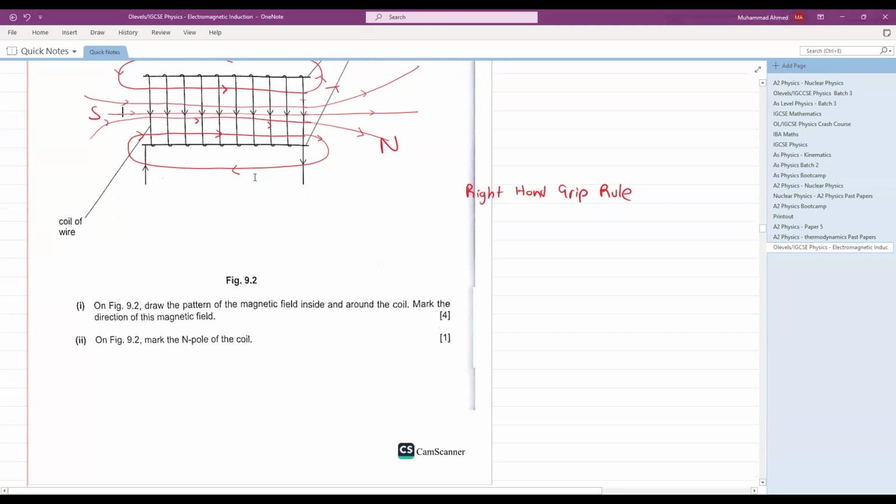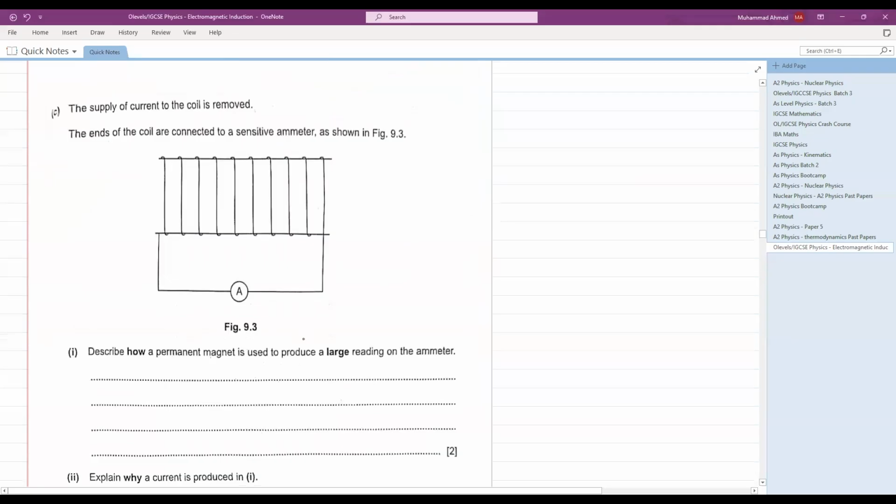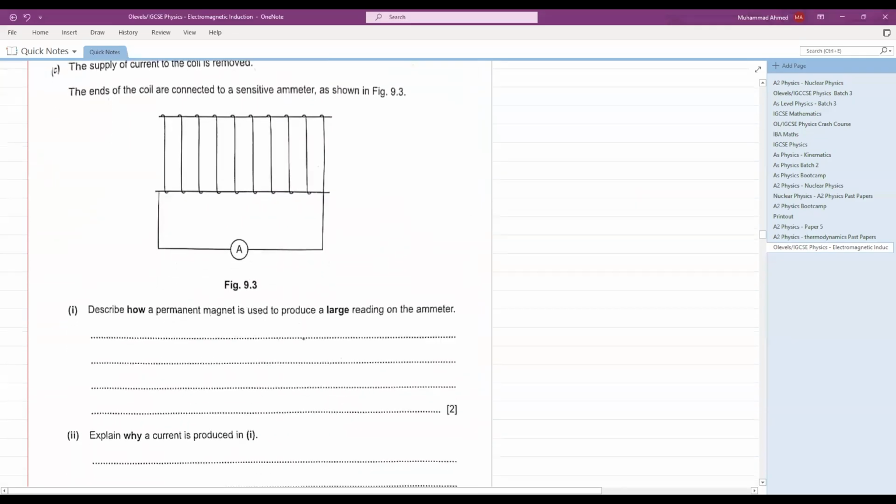Let's further move ahead. On figure 9.2, mark the North Pole. We have already done that. The supply of the current of the coil is removed. Okay. The ends of the coil are connected to a sensitive ammeter as shown in figure 9.3. Describe how a permanent magnet is used to produce a large reading on the ammeter.